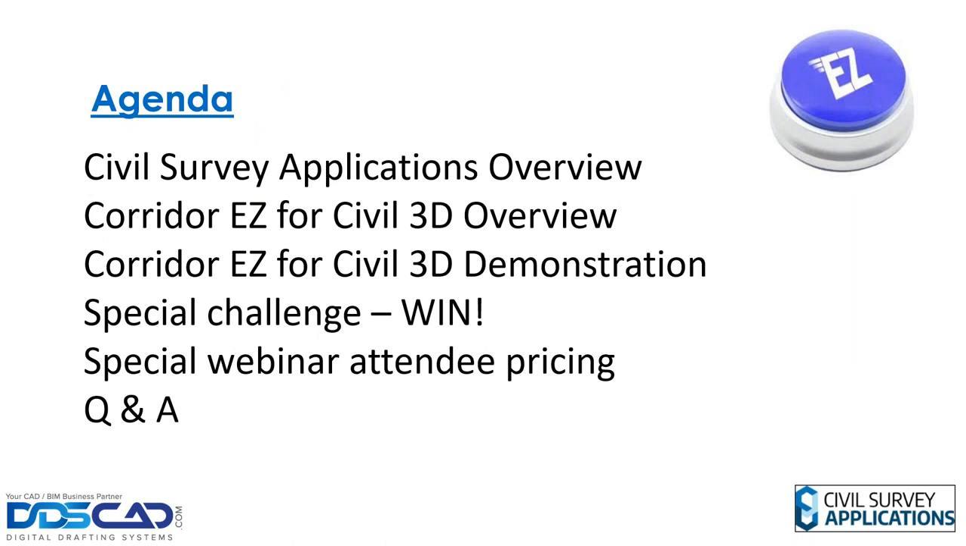So here's the agenda for today. I'm going to do a quick overview of Civil Survey Applications and our product Corridor Easy, and then I will turn it over to Ryan for the demonstration. Then I'm going to talk about a special opportunity we call the Corridor Easy Challenge, where you could win a Corridor Easy subscription for 1 year, one per company. All you have to do is go and try it. We'll talk about it in a moment, where we'll get the details of how you can win that. And then we also have a special promo being offered between us and Digital Design Drafting. It's special pricing just for the attendees here today. So we'll talk about that at the end.